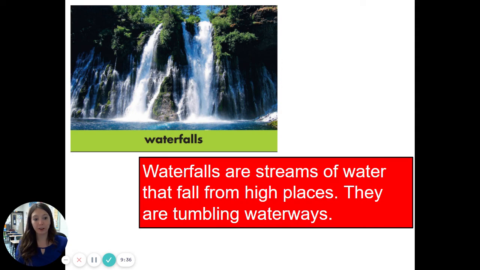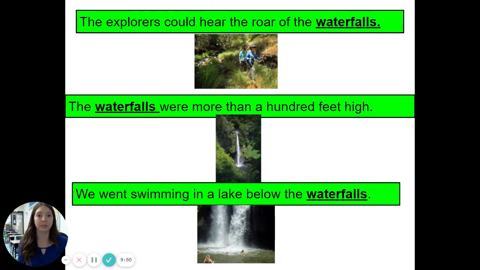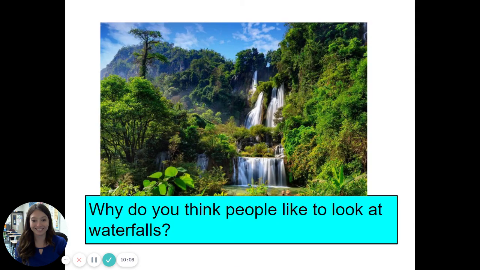Waterfalls are streams of water that fall from high places. Show me your fingers and make waterfall. Good. They are tumbling waterways. That means the water is just pouring down. It's tumbling down that waterway. Tumbling waterways. The explorers could hear the roar of the waterfalls. So if they're hiking, maybe they could hear the water rushing down, tumbling down. The waterfalls were more than 100 feet high. Wow, that's pretty high. Or maybe we went swimming in a lake below the waterfalls.